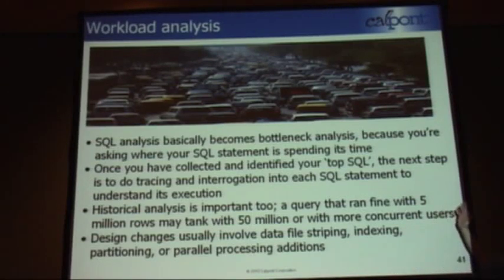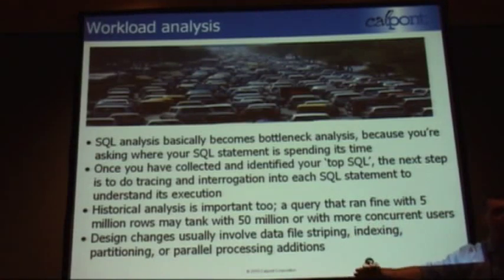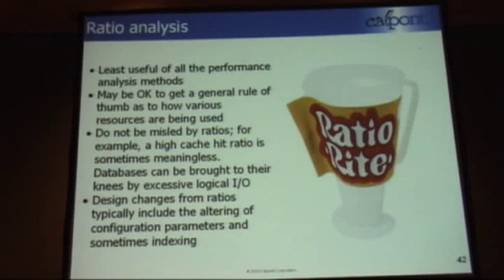Your design changes here involve data striping, indexing, and parallel processing additions, those linear additions that come from adding nodes in MPP environments, divide and conquer, all of that. Ratios, I'm not going to spend a lot of time on. Cache hit ratios and the like are a nice rule of thumb, but they don't help all the time. For example, with logical I/O, just because all of your I/Os are in memory doesn't mean your system's not going to crawl. I had a number of systems that looked fine by all these ratios, and yet everyone's dying, and it's all logical I/O, but it's too much of it. So keep that in mind.